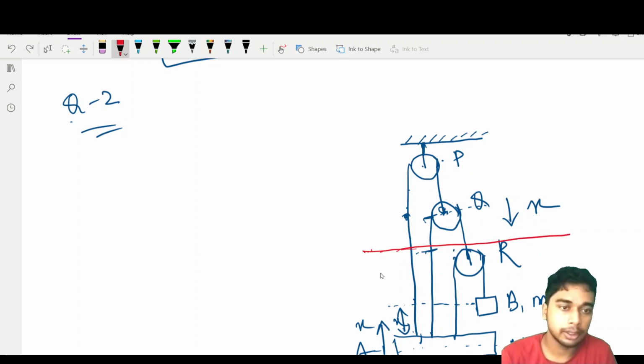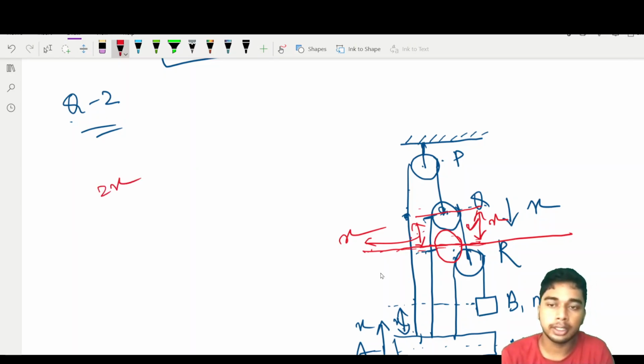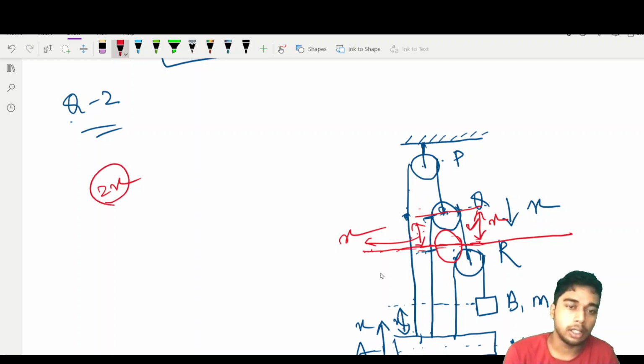So it comes to this position, and the pulley comes to here. If I see this position, for example, this area from this line to this line should be distance x, and here again this distance should be x. So if I remove this 2x part, the rest will remain.